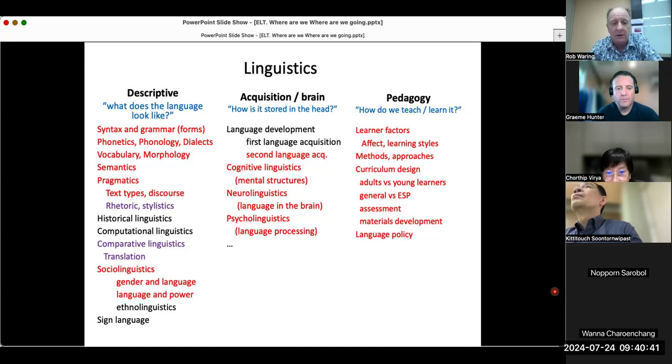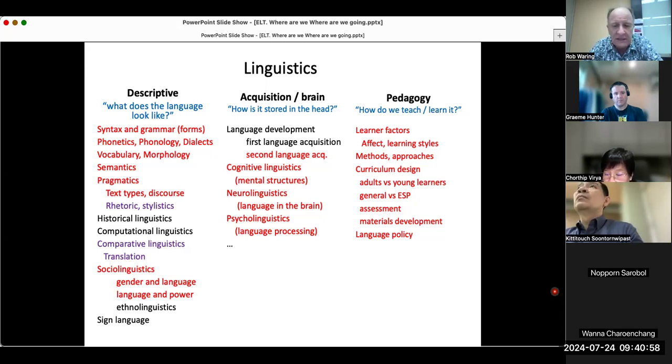Comparative linguistics, for example, maybe you need to compare Thai and English. You may need to compare older English versus modern English. You may need to compare British versus, say, Australian English. And of course, translation. Some of you, many of you, will have translation as part of your language teaching.